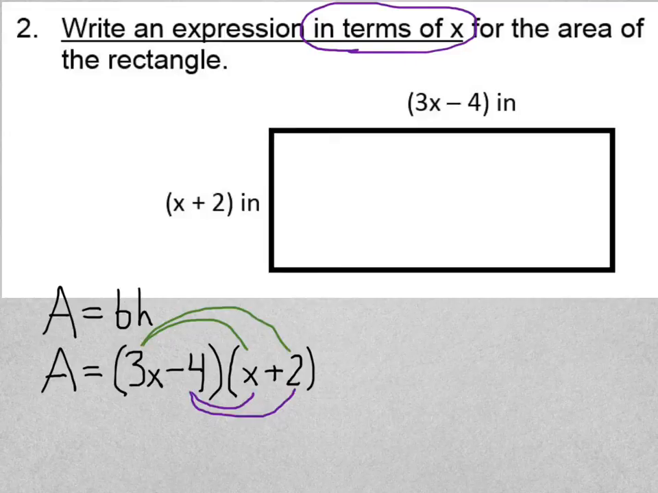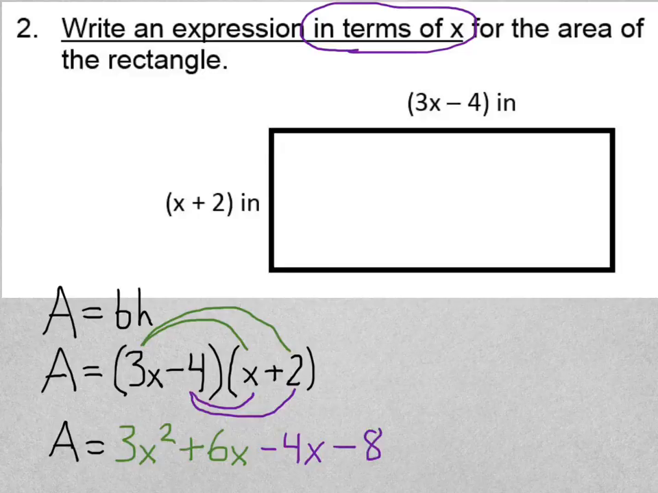So, we're going to distribute the 3x into the x plus 2, and we're also going to distribute the negative 4 into the x plus 2. That's why I call it double distribute, because we're using the distributive property twice. Alright, so we have area equals, if I do 3x times x, that would be 3x squared. Then I distribute it also to the plus 2, so 3x times 2 would be 6x. Then I'll distribute the negative 4. Negative 4 times x is negative 4x. And negative 4 times 2 is negative 8.